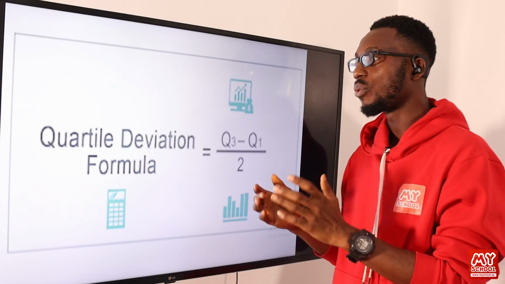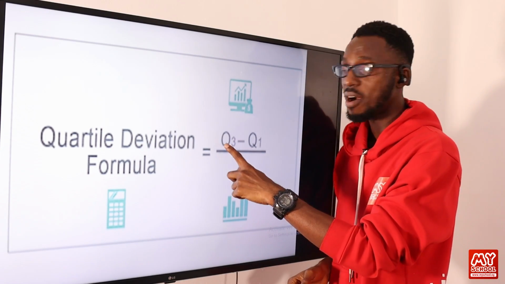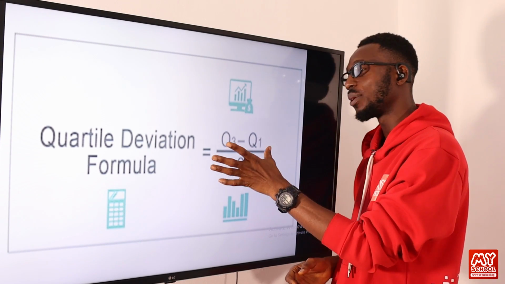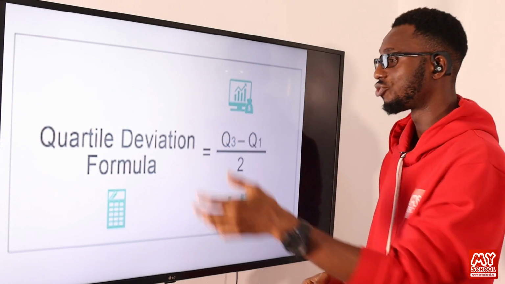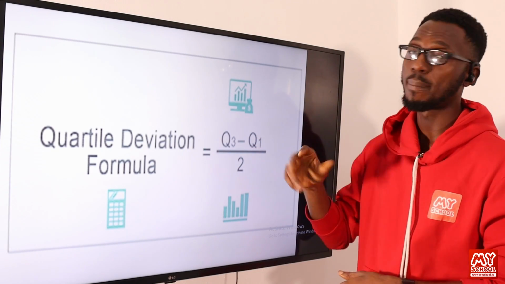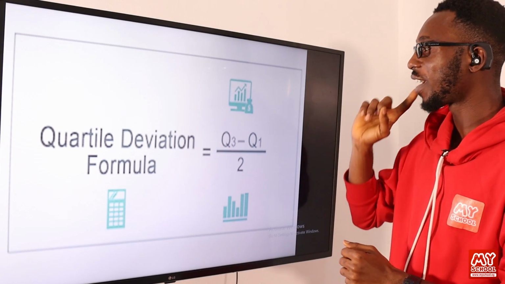Yes, so I have my quartile deviation formula. Like I mentioned earlier, your upper quartile minus your lower quartile divided by 2. You can refer to this as your semi-interquartile range, to put it that way. So you can see your third quartile minus your first quartile divided by 2. Okay, this is just to show us proof. Let's move right to the next slide.